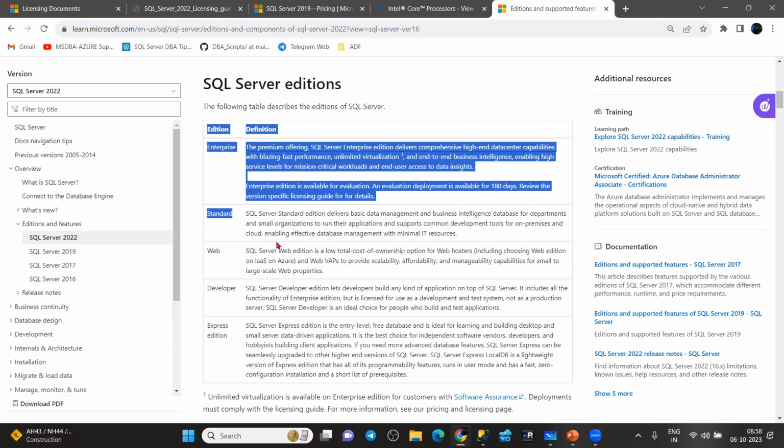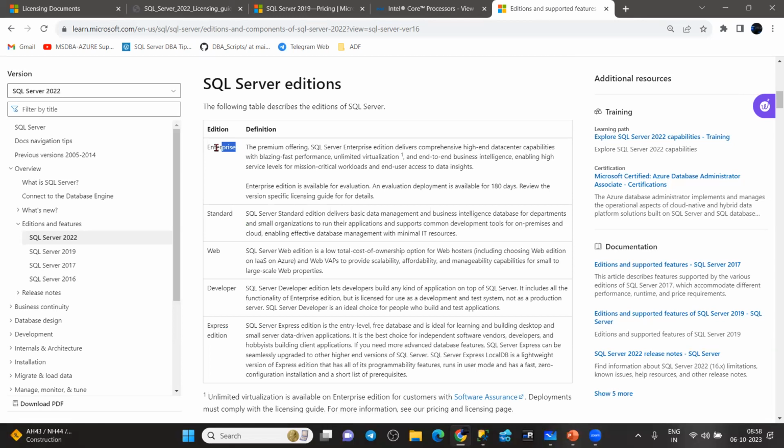Someone may ask you an interview question: which edition do you use more in the real world? Don't say Enterprise Edition. It's an absolutely wrong answer. We won't use Enterprise Edition much in the real world, because the Enterprise Edition license cost is huge. For one SQL instance, the minimum cost is 10 lakhs. It's not easy.